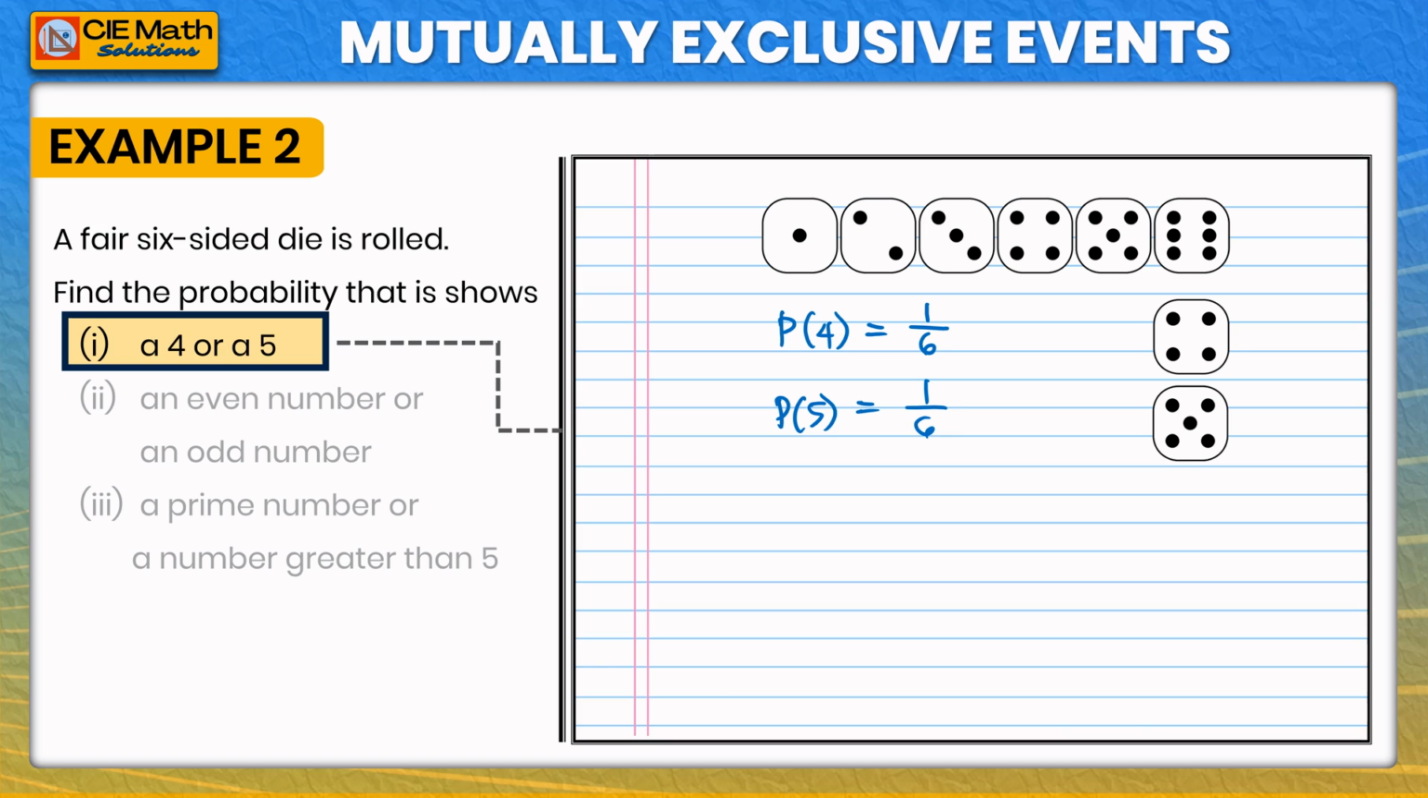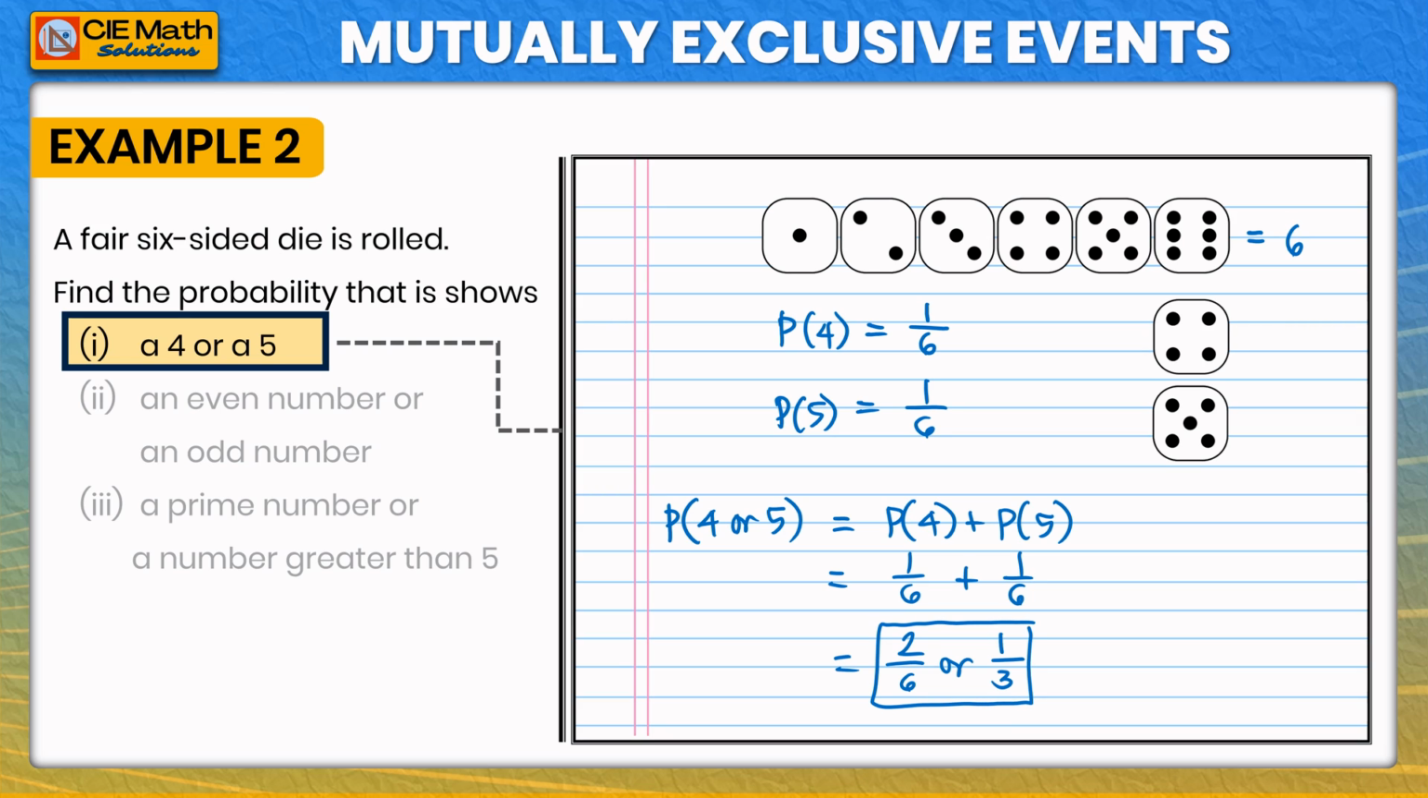Now again, the total number of outcomes on a fair 6-sided die is 6. So if we are now finding the probability of getting a 4 or a 5, that means we will be adding the probability of getting a 4 plus the probability of getting a 5. That will be 1 over 6 plus 1 over 6, which will give us 2 over 6, or in simplest form, 1 over 3. The probability of getting a 4 or a 5 in a single roll of the die is equal to 2 over 6 or 1 over 3.